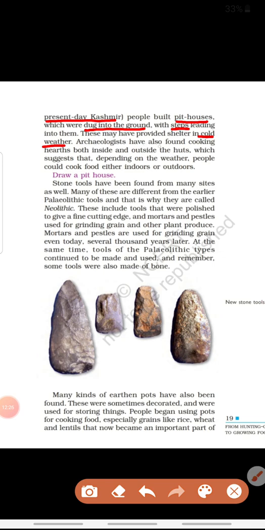Archaeologists have also found cooking hearths. Hearth means a fireplace. So archaeologists have found cooking places, fireplaces, both inside and outside the hut. So when they wanted to cook inside, they used to cook inside, and even outside they had that sigdi, as we call it in Hindi. That suggests that depending on weather, people could cook food either inside or outside. If the weather is too cold, they used to cook inside, and if the weather is okay, they used to cook outside.